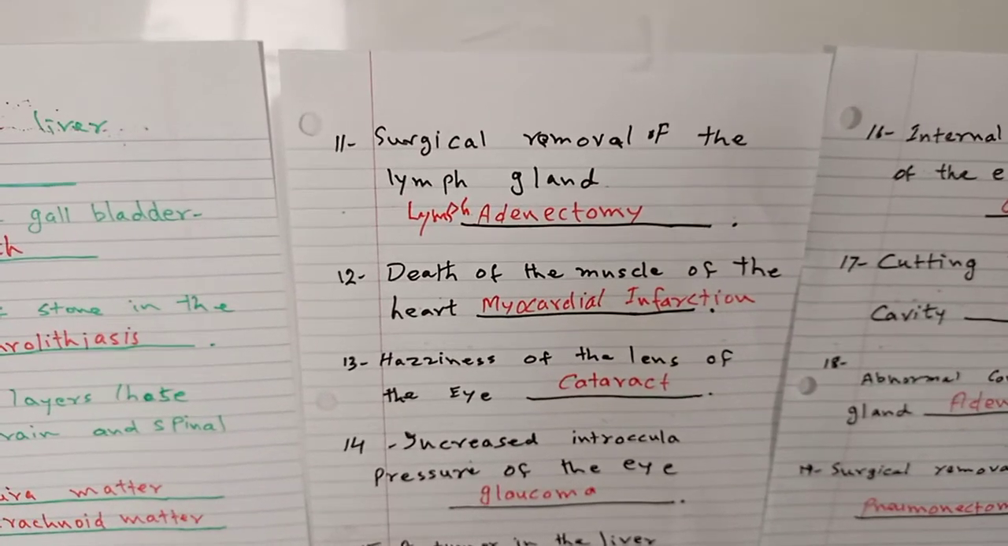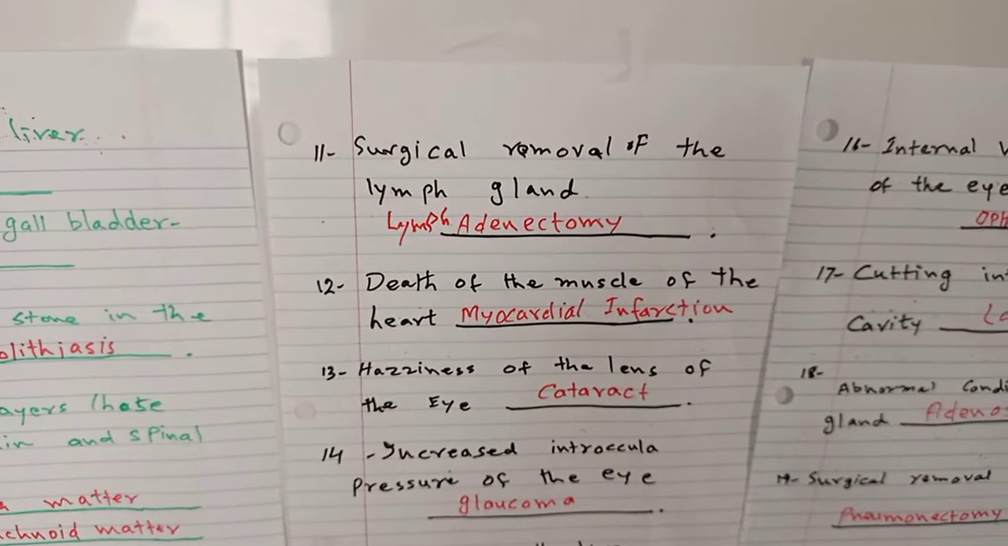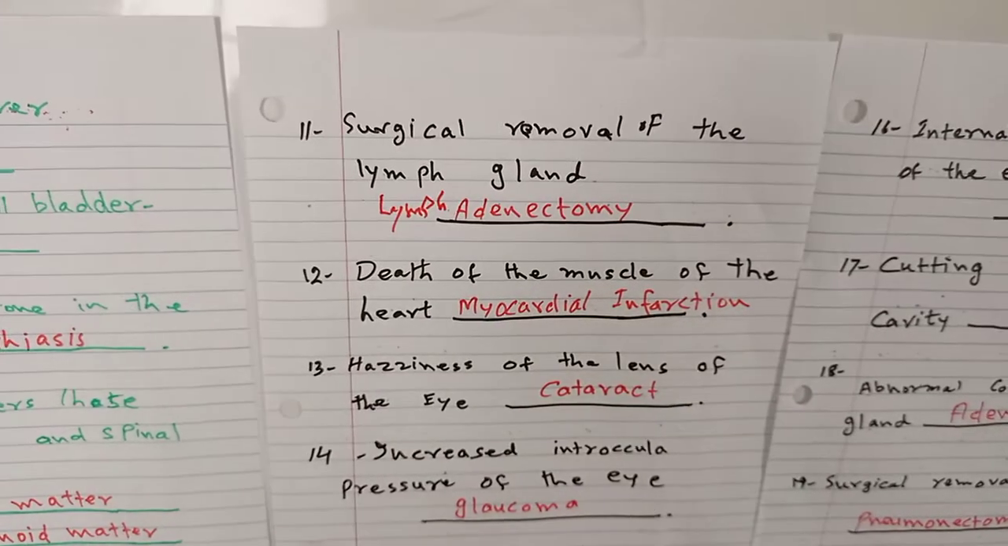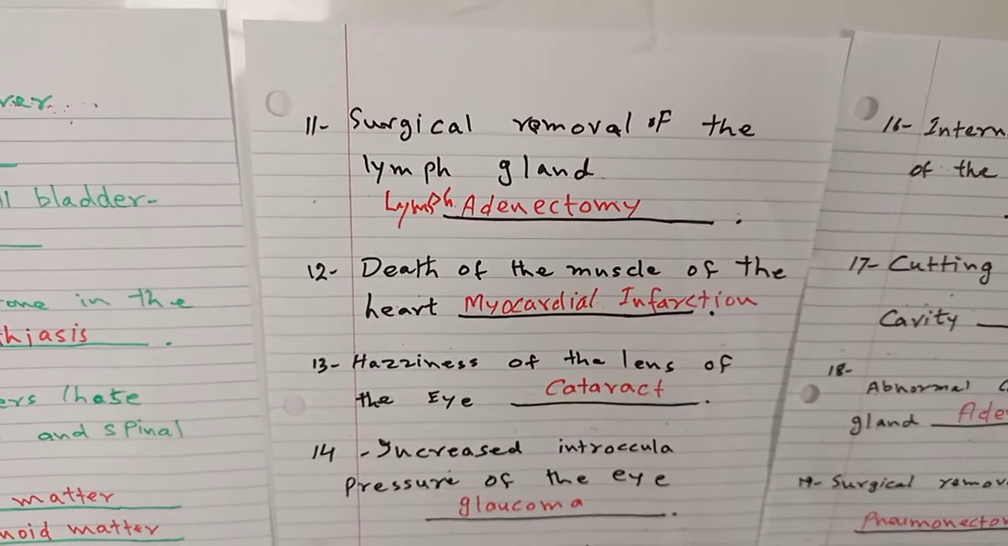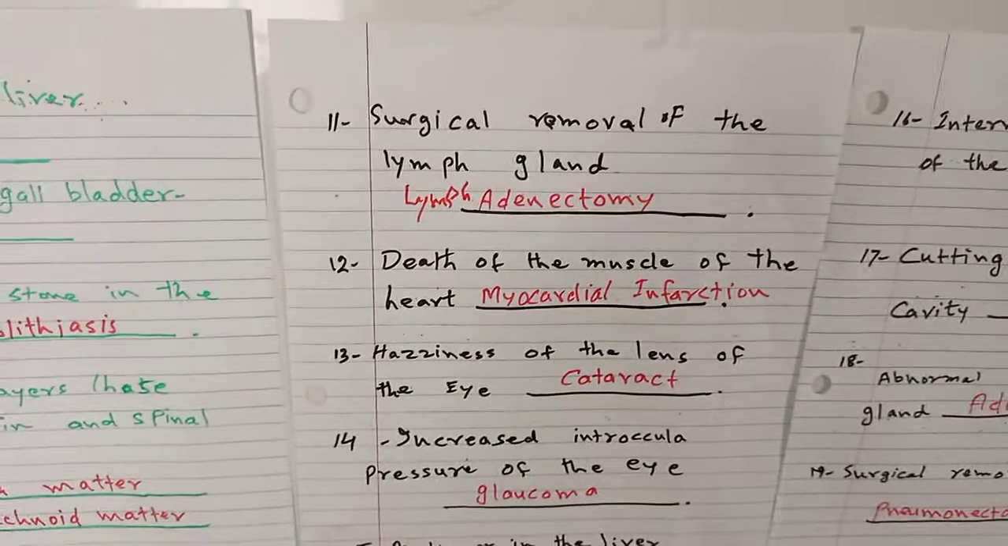13. Haziness of the lens of the eye is known as cataract. Cataract is when the lens of the eye becomes hazy and we cannot see. That is known as cataract. It becomes white.